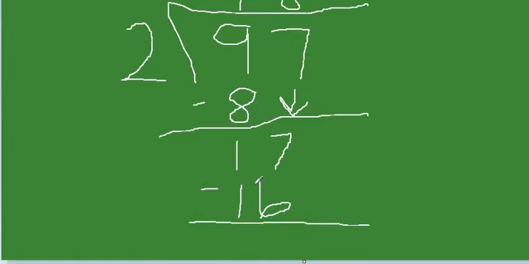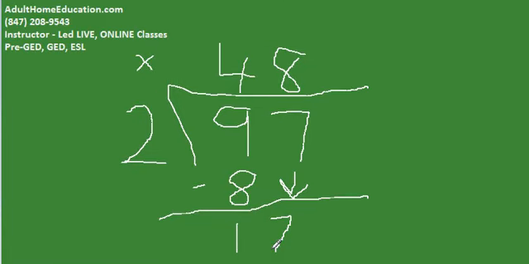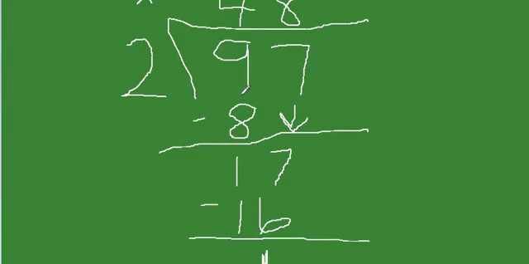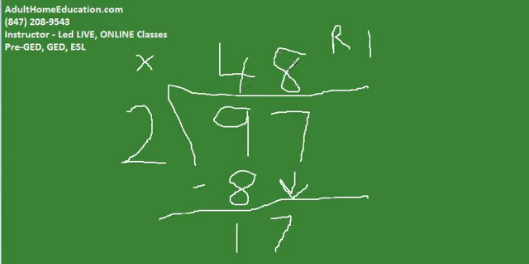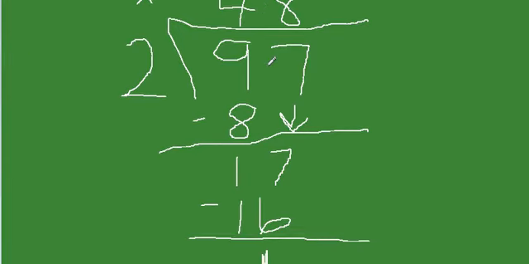And we go, 17 take away 16, and we have 1 left over. So then we put it with a remainder of 1. So that means there's 1 left over. 2 goes evenly into 2 times 48 would be even, but we have a 97.